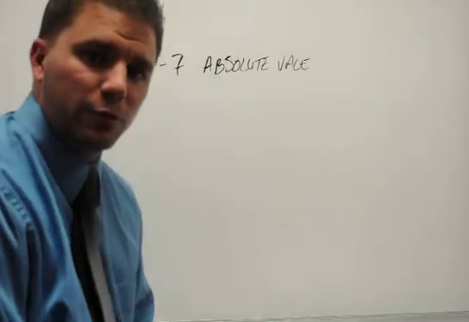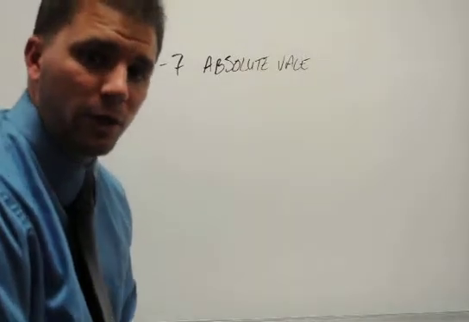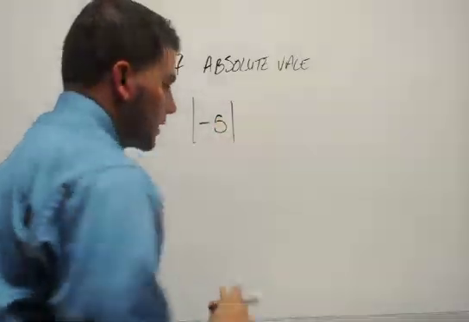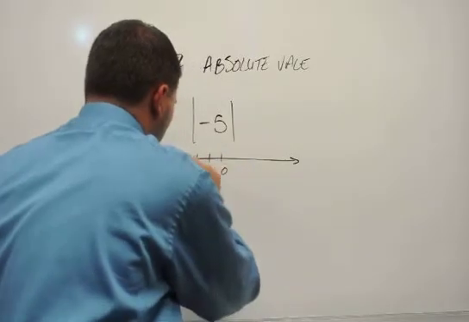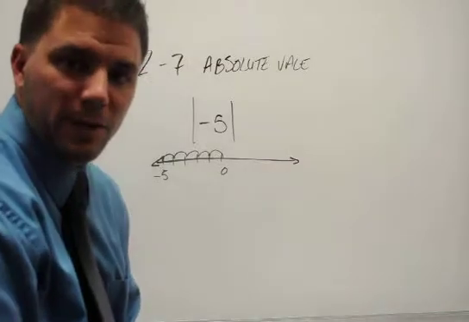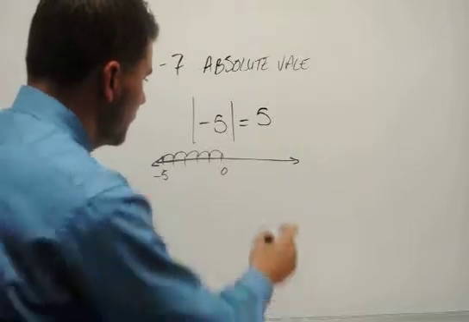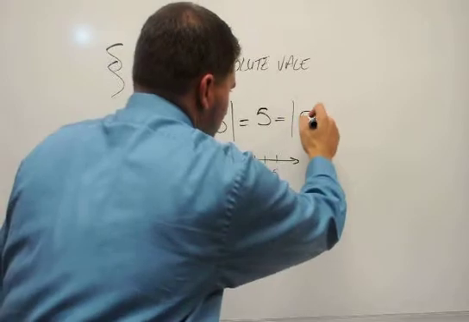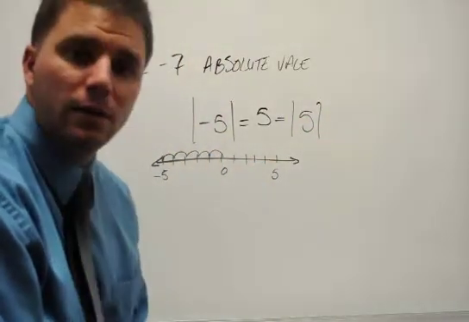Today we're going to be talking about section 2-7, which is absolute value equations. If you remember from previous years, absolute value is the distance of a number on a number line from 0. For example, the absolute value of -5 is a total of 5 spaces away from 0, so we say that it's 5. Positive 5 is also 5 spaces away from 0, so we also consider that positive 5.